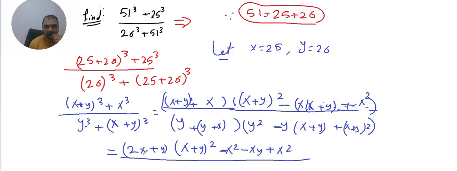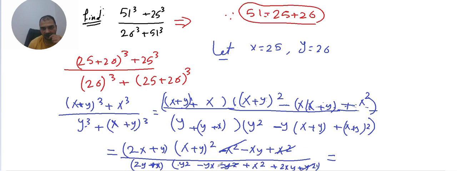And down we have y plus y equals 2y plus x, and y squared, negative y times x equals negative yx, and negative y times y is negative y squared. And write positive here: the first squared and second squared, x squared and 2 times x times y plus y squared. We can simplify this by cancelling, and down also negative y squared against y squared, and the 2xy we can simplify.